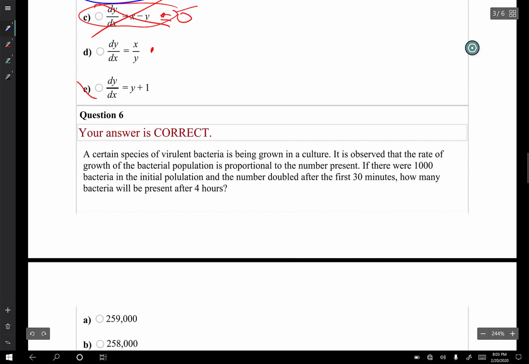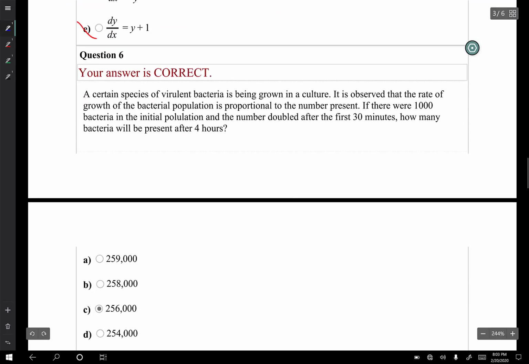All right, let's see. A certain species of virulent bacteria is being grown in a culture. It is observed that the rate of growth of the bacterial population is proportional to the number present. So that means dy/dt is proportional to the number present, ky. If there are 1,000 bacteria in the initial population and the number of bacteria doubles after the first 30 minutes, how many bacteria will be present in 4 hours?